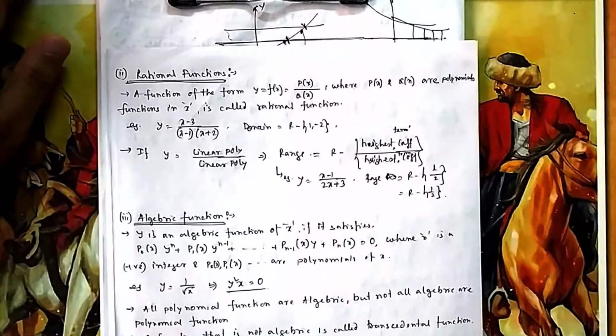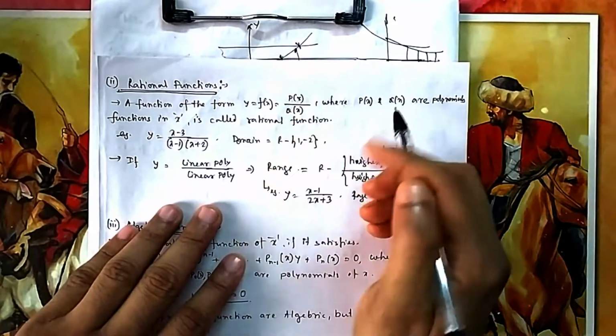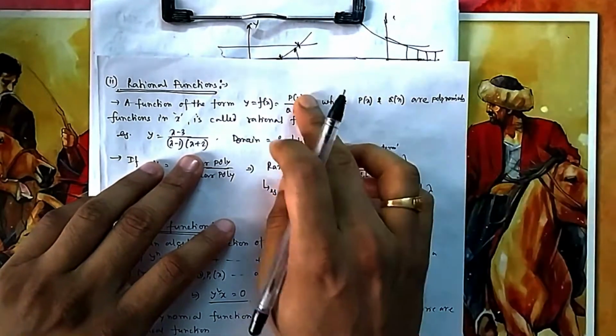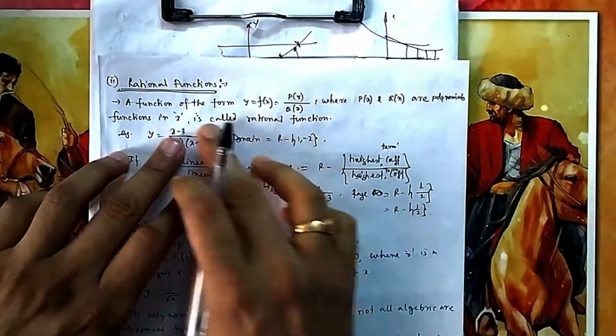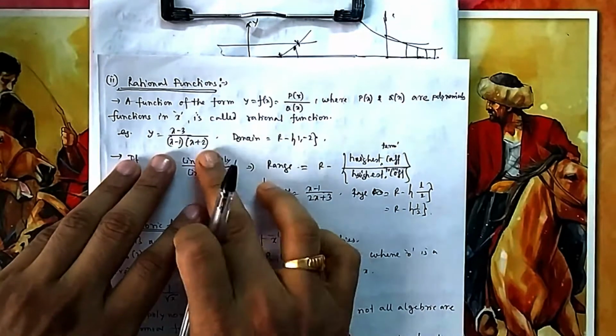Now next is rational function. What is known as a rational function? If your function is something like p by q, where p and q both should be polynomials, so again, no negative powers in p or q, then it is known as a rational function. Suppose, one example I have given. So what is the domain of this one?